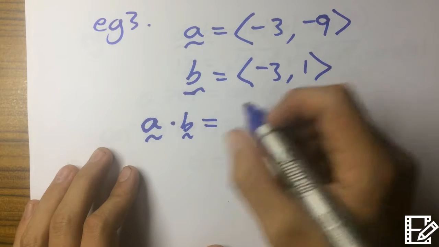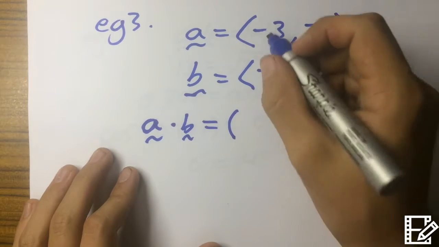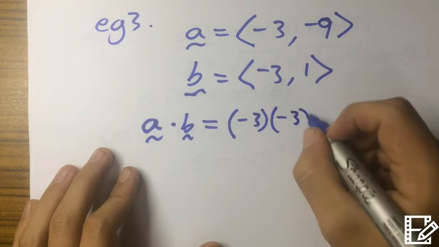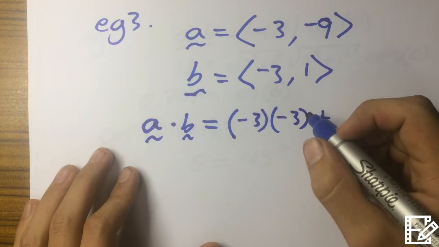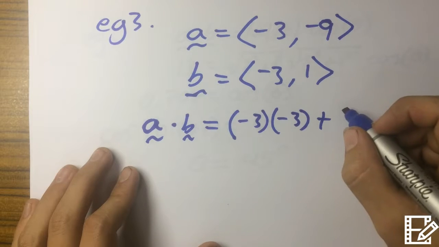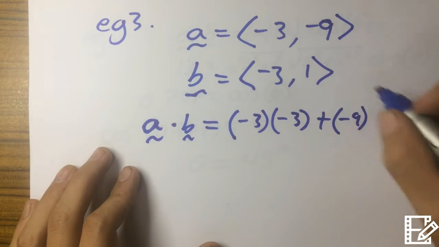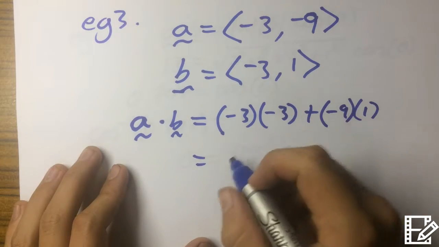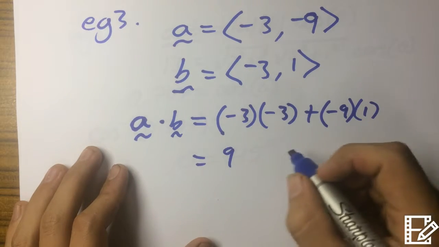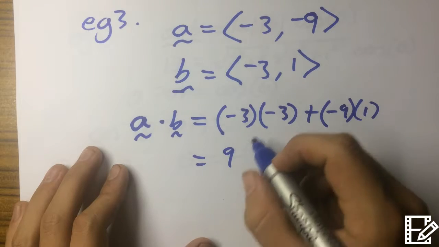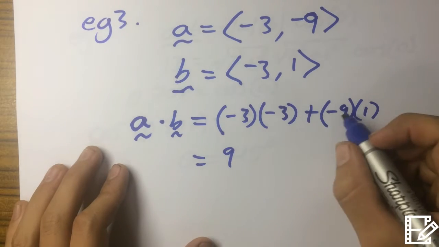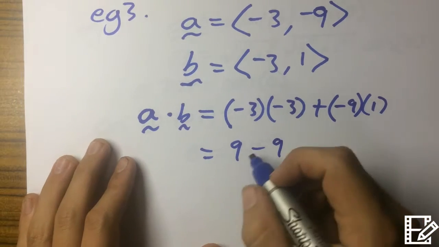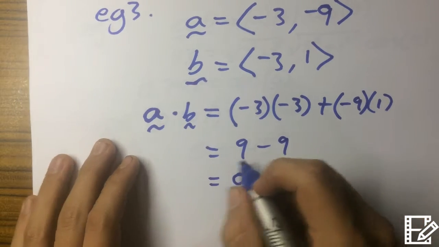will equal the i components multiplied by one another, so that's -3 multiplied by -3. And then we add that to the j components multiplied by one another, so that's -9 multiplied by 1. -3 multiplied by -3 is 9, the negatives cancel out. And then -9 multiplied by 1 is just -9. And so 9 minus 9 equals 0.